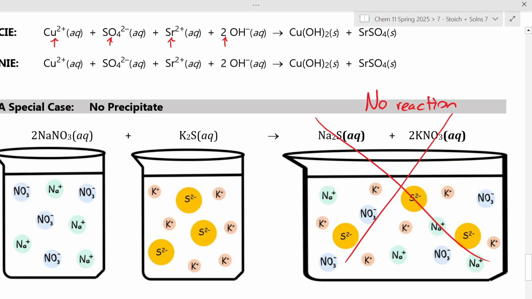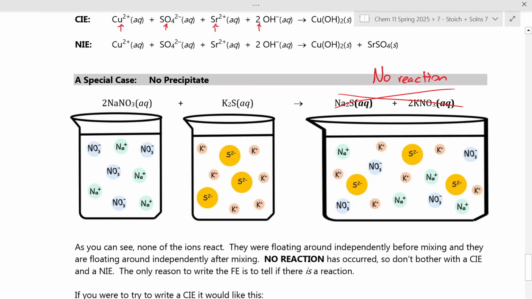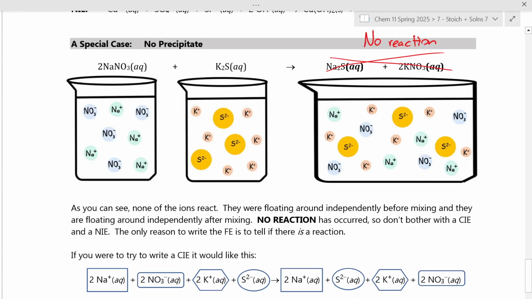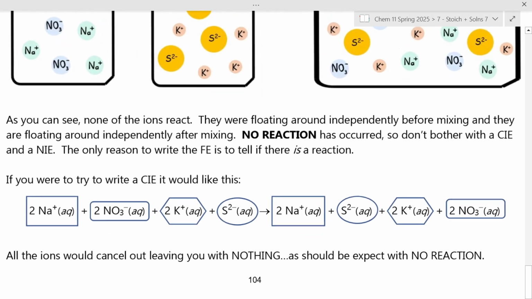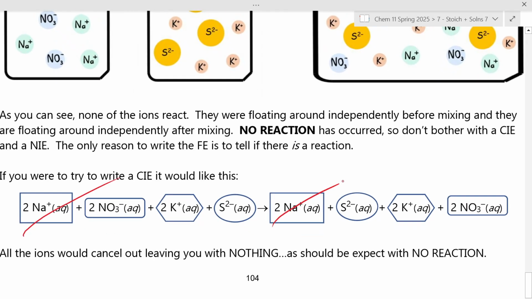Well, actually, I shouldn't cross out the beaker. I should only cross out this because you don't really get anything as a product since there is no reaction. It just sits there. Okay? If you tried to write a complete ionic equation, you'd be like spectator, spectator, spectator, spectator, spectator, spectator, spectator. Oh, oopsie. Yeah, nothing left.